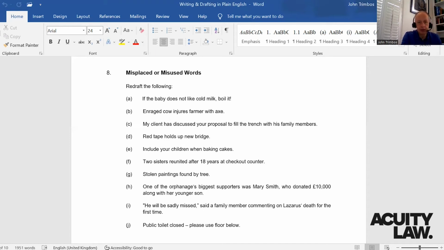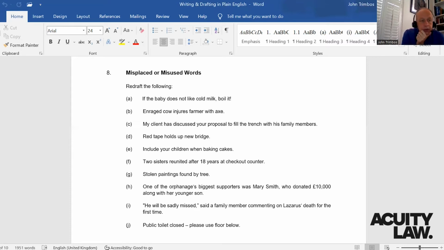You can keep it in the active voice, but you then have to change the wording, like enraged cow injures axe wielding farmer or something like that. I mean, I'm assuming that's the way that it went. Yeah, but the passive is okay.